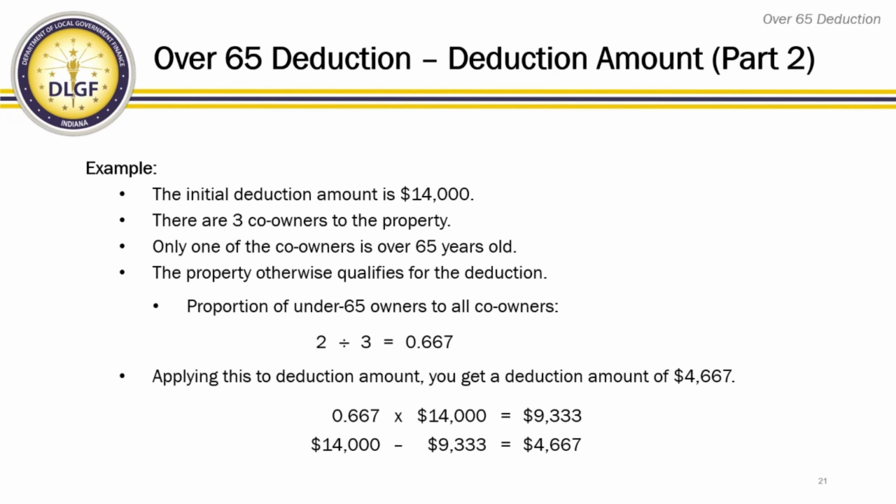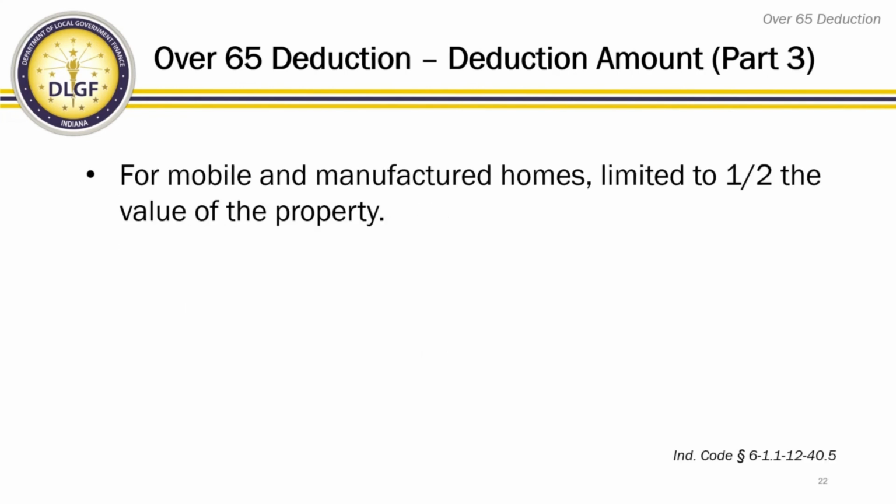The next slide shows an example. Say you have 3 co-owners on the property, but only one of the co-owners is over 65 and otherwise qualifies for the deduction. The proportion of those under 65 is 2 out of 3. So that's 67% of the co-owners who are not over 65. By law, the amount of the deduction has to be reduced by 2/3. So you end up with a qualifying deduction amount of $4,667. Next. And like I said, this deduction amount is also subject to the limitation on mobile homes. Next.